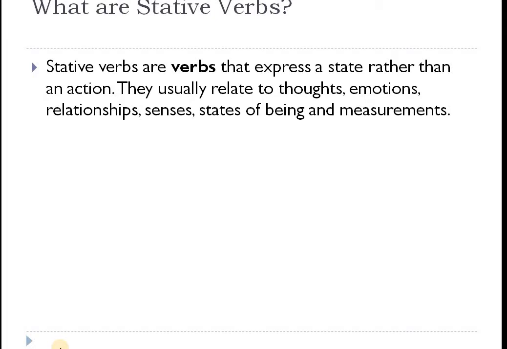Stative verbs relatively mean the same as verbs that express a state of being. So when we say verbs are action words or words that express a state of being, we're basically saying that verbs can be stative in nature. This means that these verbs represent thoughts, emotions, relationships, senses, state of being, and measurement. So if a verb is not necessarily an action word, it can be considered a stative verb.